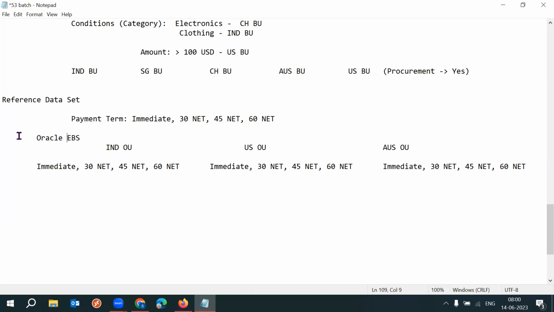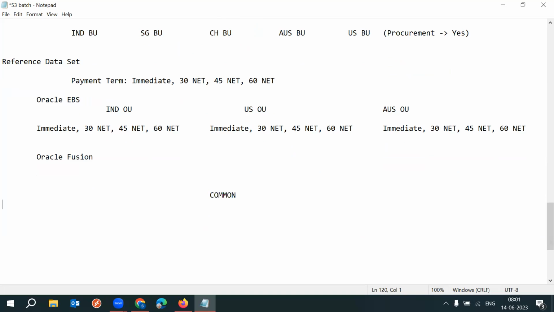So to avoid this redundancy, this duplication, in Oracle Fusion ERP, Oracle has introduced a concept called a reference data set. The reference data set name I'm giving is just a name. You can put any name for the reference data set. I'm naming it common. What I do is I'm going to create all my payment terms, and all my payment terms I link to the common reference data set.